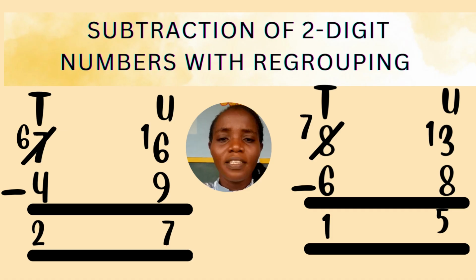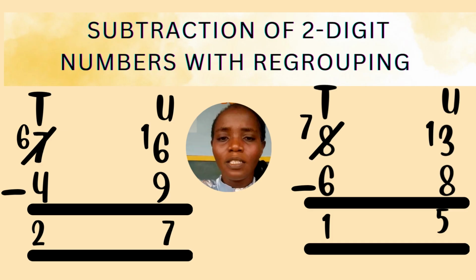And for the second example, we have 83 minus 68. Count out 3 and take away 8. You will see that it is impossible to take 8 away from 3. You will simply borrow 1 from 8, add it to 3, and you have 13. You can now count out 13 and take away 8. 13 minus 8 equals 5.